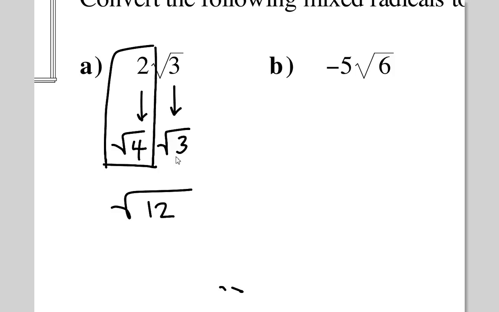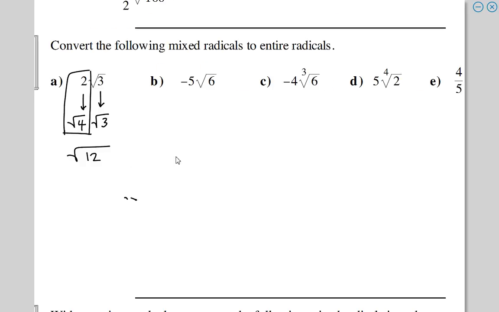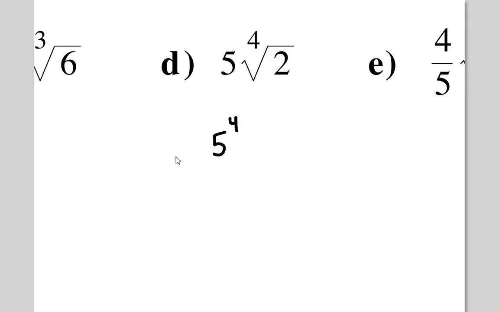But like 2 and 4, that's an easy one. So how would you do that if it wasn't an easy one? Well, I'll show you on D. So like 5, I've got to do a fourth root with 5. Like, I don't know what that number is. So all you have to do, check it out for D here, is write 5 to the 4 with a fourth root. And then you still have that fourth root of 2 next to it.